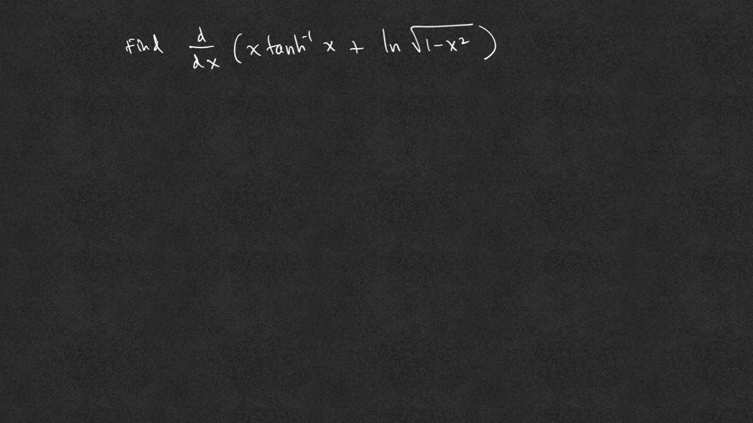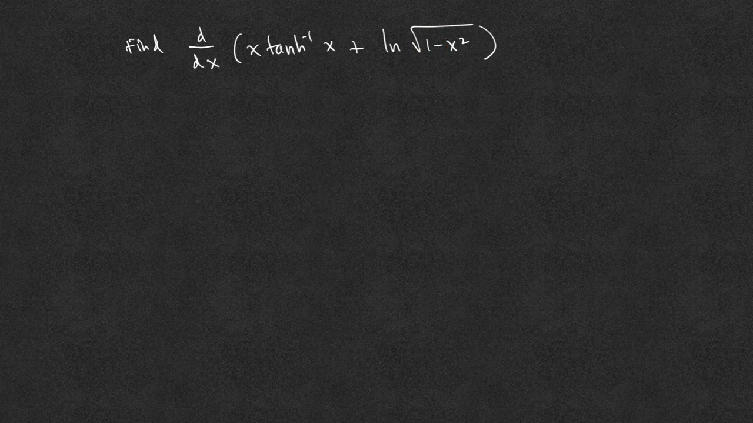There are two terms, so we will use the sum rule, but with the first term, we would use the product rule, and with the product rule in the first term, we would need to know what the derivative of hyperbolic inverse tangent of x is. For the second term, we would need to use the chain rule because we have one function inside the square root and inside of the ln function.